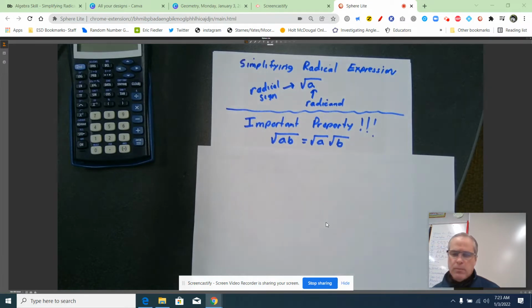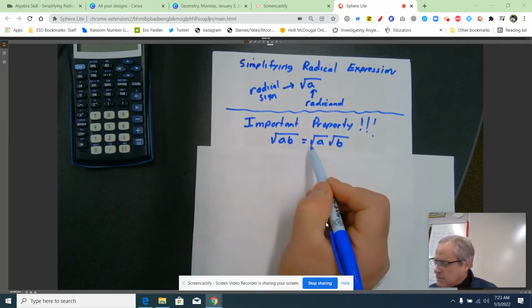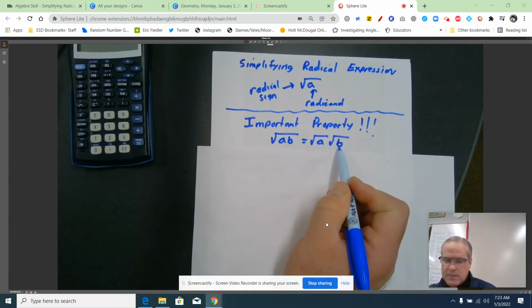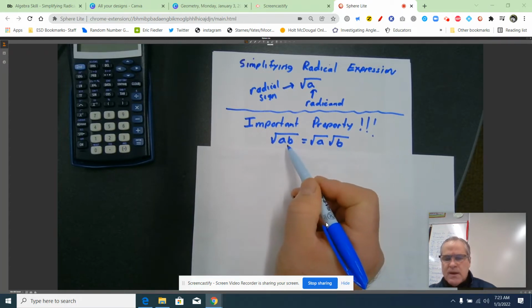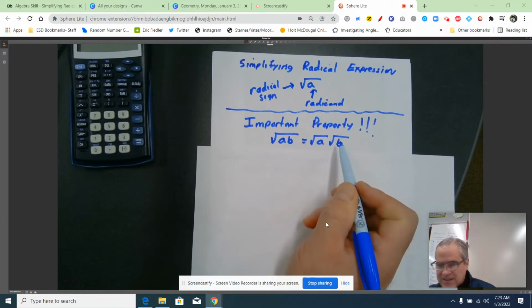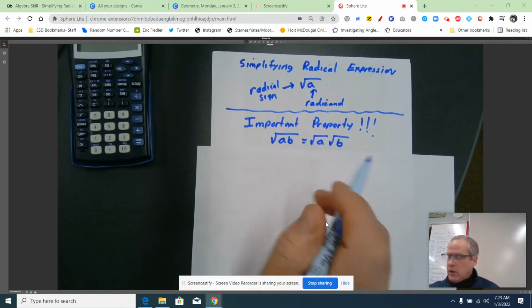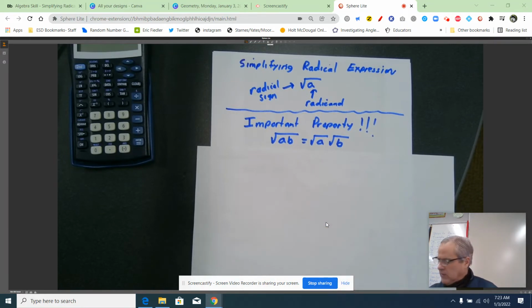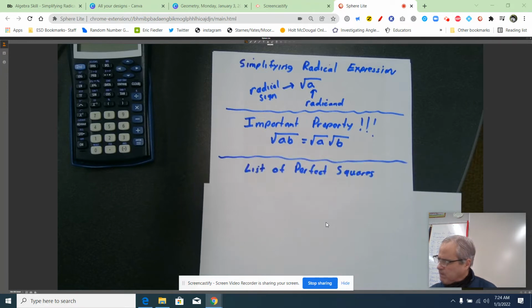Next thing is an important property that we're going to use extensively in here. The square root of a times b is equal to the square root of a times the square root of b. And what this says is that you can break up square roots into factors, such that it looks like this. This is the critical property that you're going to be using, and I'll show you one at the end of this video, and then we'll do a video that has a lot of practice questions on it.